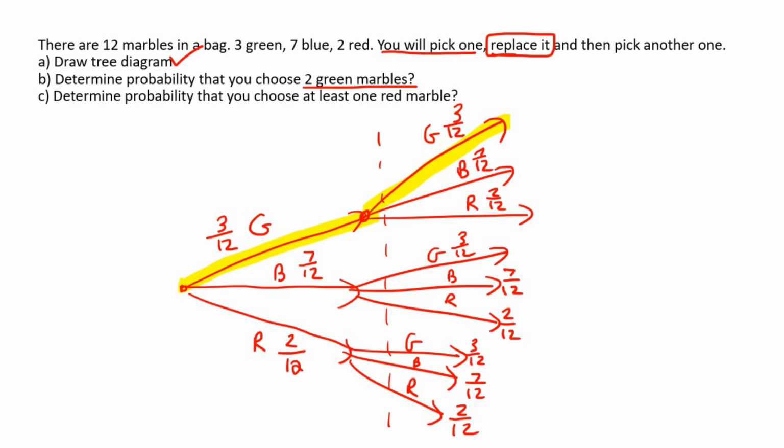Okay, so I just multiply them. So that'll be 3 out of 12 for this part, and then for the next part, 3 out of 12. So you multiply. Go ahead, chuck that on the calculator, and 1 out of 16 after it simplifies. Okay, so that's the answer for this one. This question, determine the probability that you choose at least 1 red marble.